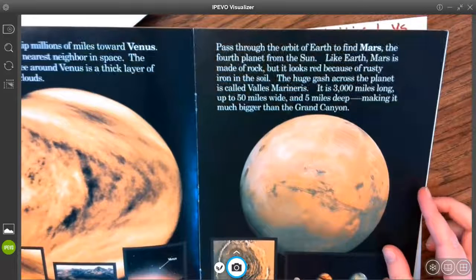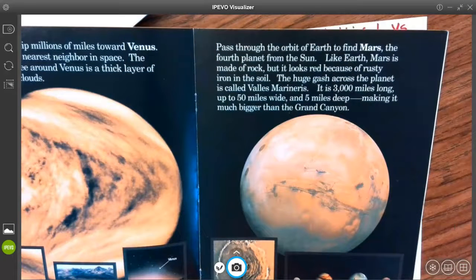Pass through the orbit of Earth to find Mars, the fourth planet from the sun. Like Earth, Mars is made of rock, but it looks red because of rusty iron in the soil. The huge gash across the planet is called Valles Marineris. It is 3,000 miles long, up to 50 miles wide, and 5 miles deep, making it much bigger than the Grand Canyon. I'm talking about that gash right there.